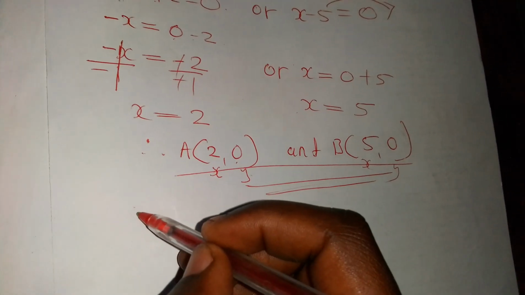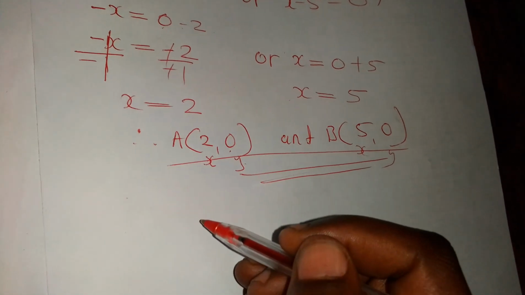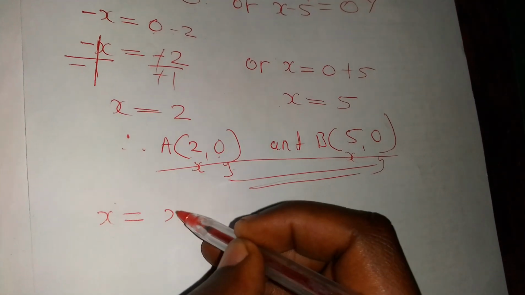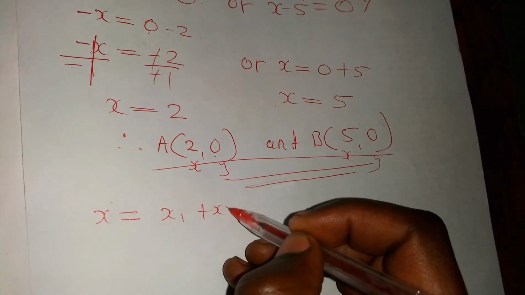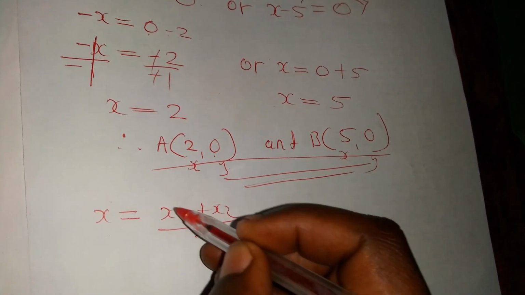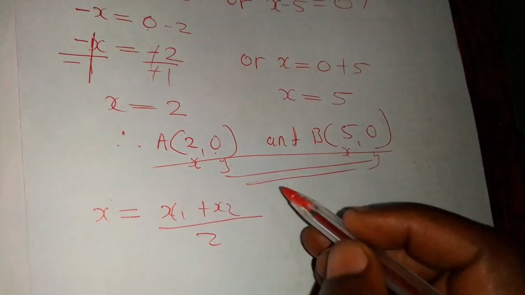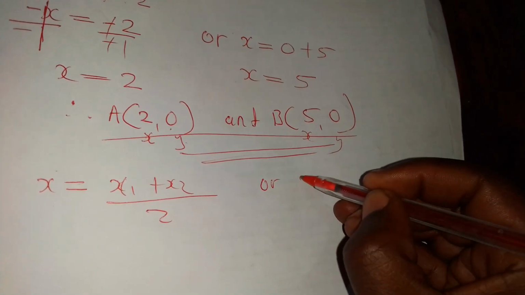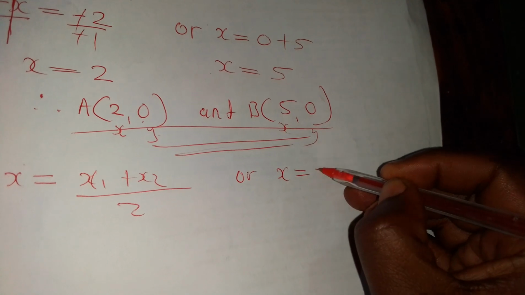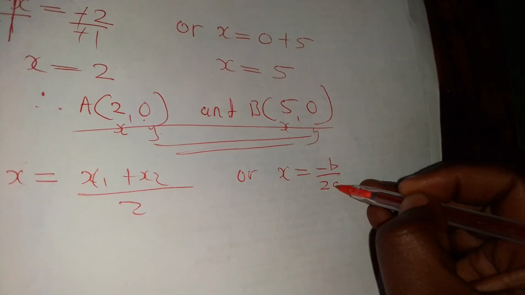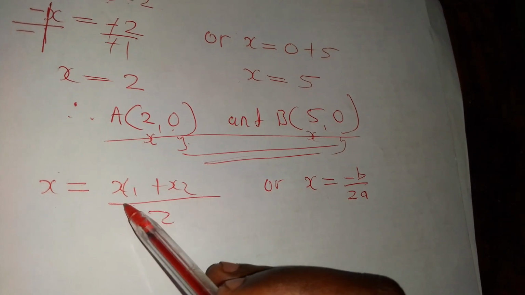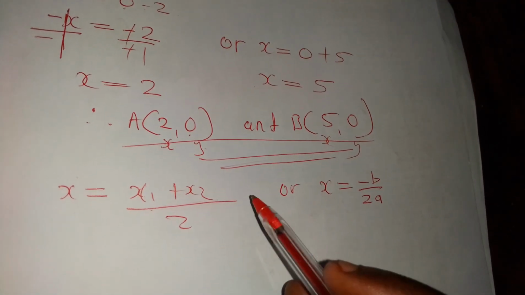So the formula to find x, there are a lot of ways, but I'll show you the simple one. To find x, you will say (x1 plus x2) over 2. This is the line of symmetry formula that you can use. Or others use x equals negative b over 2a. But in this lesson, this one is the easiest for me.